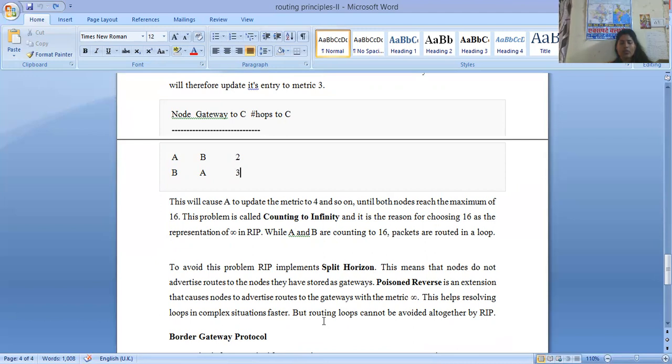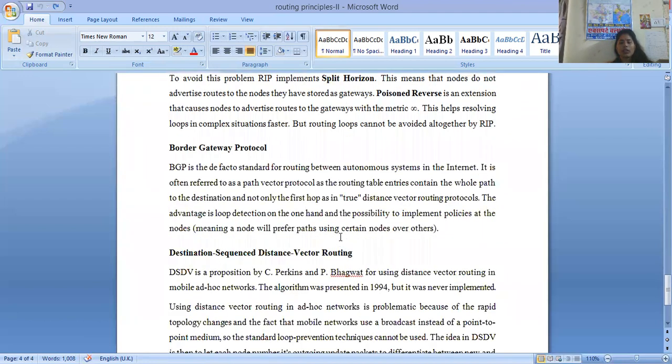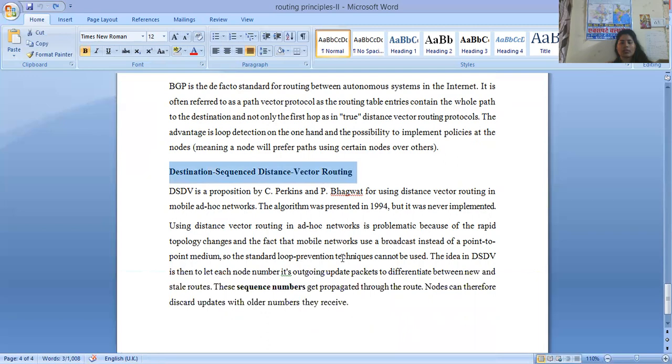To avoid this problem, the Routing Information Protocol implements split horizon. This means that nodes do not advertise routes to the node they have stored as gateway. Poison reverse is an extension that causes the nodes to advertise routes to the gateways with the metric infinity. This helps resolve looping in complex situations faster, but routing loops cannot be avoided altogether by this. Clear?